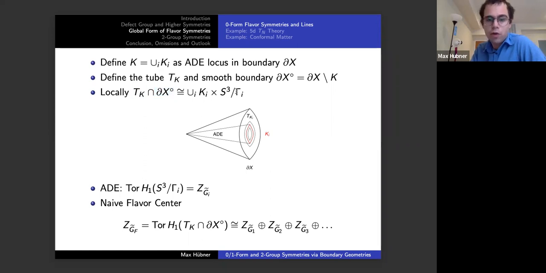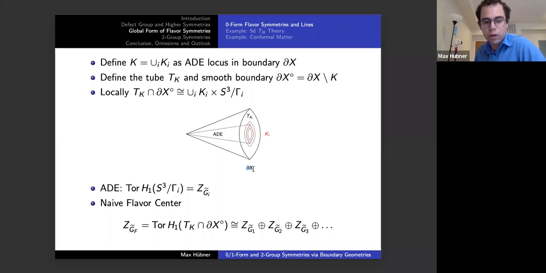And generically, this takes the form of the boundary of the ADE singularity fibered over the singular locus. So here's a small comic which is supposed to capture some of these things. We have our space X, all of it. We have a non-compact ADE locus. It intersects the boundary in a circle, which is the K_i. And then there's this ribbon around it, which is the tubular neighborhood. You can think of the boundaries of this ribbon as this intersection here. And all of it sits in the boundary of the engineering space.